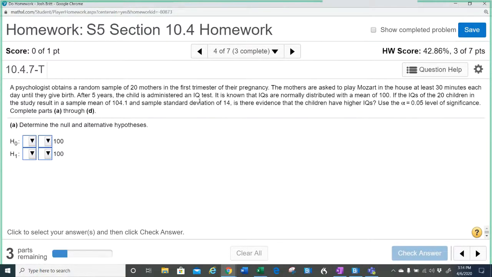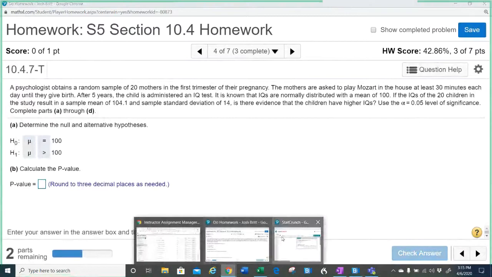It is known that IQs are normally distributed with mean 100. If the IQs of the 20 children in this study result in a sample mean of 104.1, standard deviation 14, is there evidence that the children have higher IQs than normal? So is the average IQ greater than 100, which is normal?